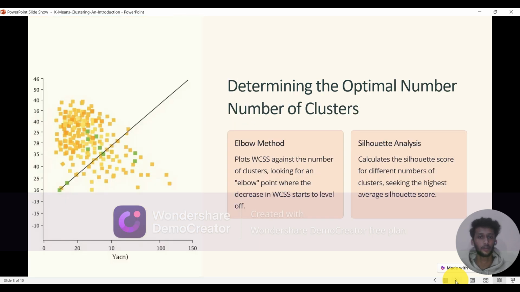Next is determining the optimal number of clusters. Elbow method: plot WSS against the number of clusters, looking for the elbow point where the decrease in WSS starts to level off. Silhouette analysis: calculate the silhouette score for different numbers of clusters, seeking the highest average silhouette score.